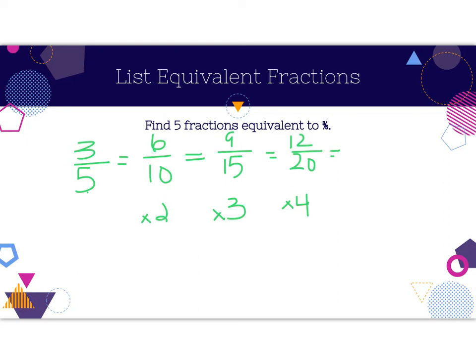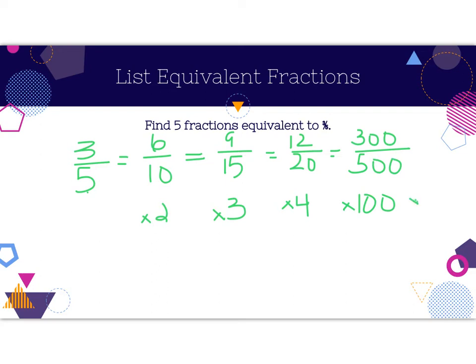And then for the next one, I think I will use a multiplier of 100. Any number multiplied by 100 is that number with 2 zeros on the end of that number. 3 times 100 would be 300, and 5 times 100 is 500. There's 1, 2, 3, 4.